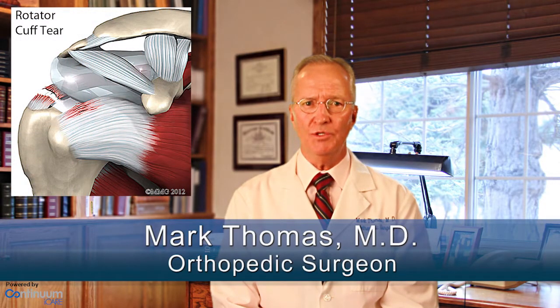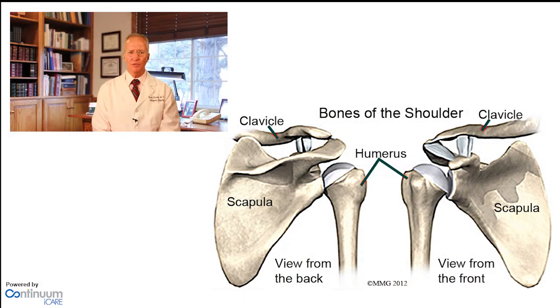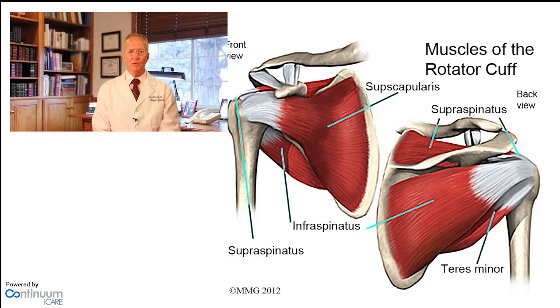Rotator cuff tears can occur as a result of injury, but most are the result of age-related degeneration. The shoulder is made up of three bones: the shoulder blade or scapula, the arm bone or humerus, and the collarbone or clavicle. The rotator cuff helps connect the humerus to the scapula. The rotator cuff is formed by the tendons of four muscles: the supraspinatus, the infraspinatus, the teres minor, and the subscapularis. Tendons attach muscles to bones, and muscles move the bones by pulling on the tendons.